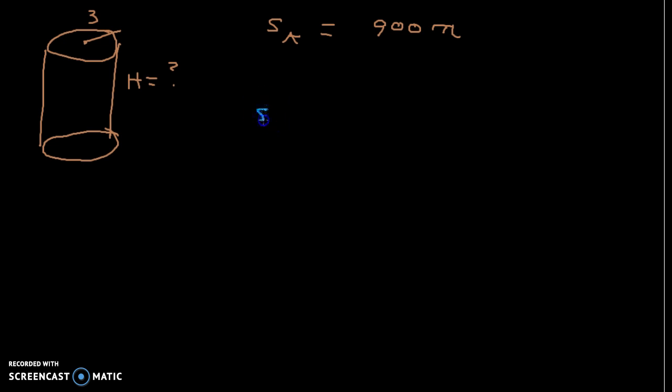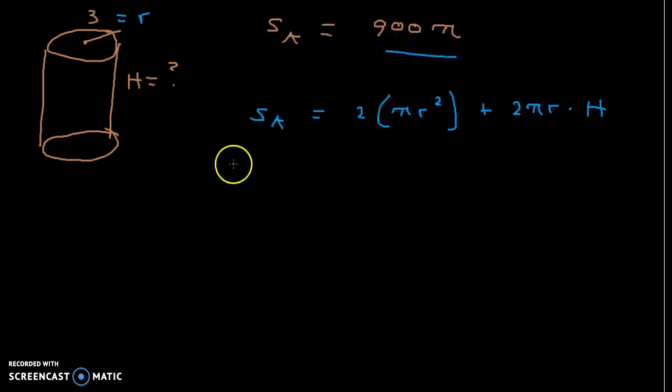Well, the formula for surface area is equal to 2 times the area of the circle, pi r squared, plus the circumference of the circle, which is just 2 pi r, times the height. Okay, so let's plug in everything that we know. I know that the radius is equal to 3, and we don't know the height, but we do know the surface area is 900 pi.